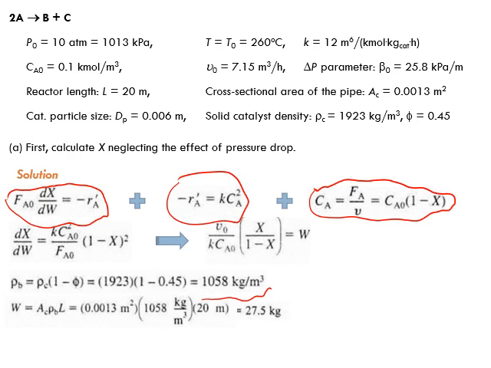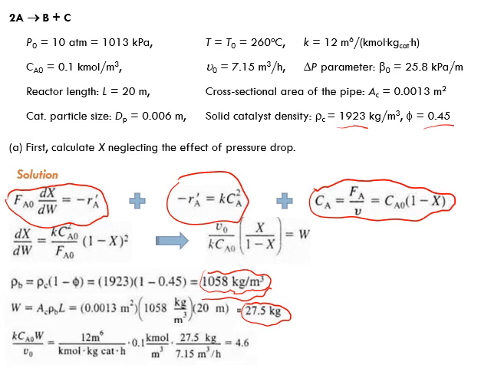Okay, so here it is. This pipe, which is 20 meters long, is packed with these particles, where the particle density is given and the void fraction is given, therefore the packing density is this much. So this pipe actually holds 27.5 kilograms. Okay, let's find some other parameters and let's calculate X. So X in this case is 82%.